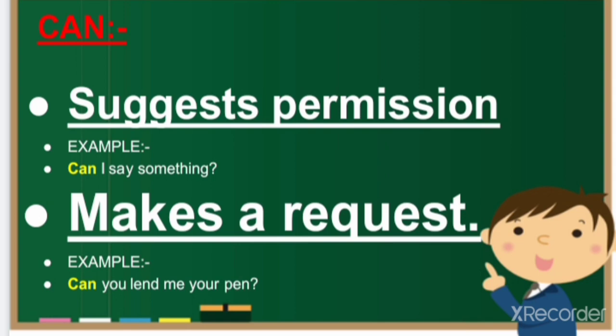Next, can. It suggests permission. Example: Can I say something? And it also makes a request. Example, can you lend me your pen?